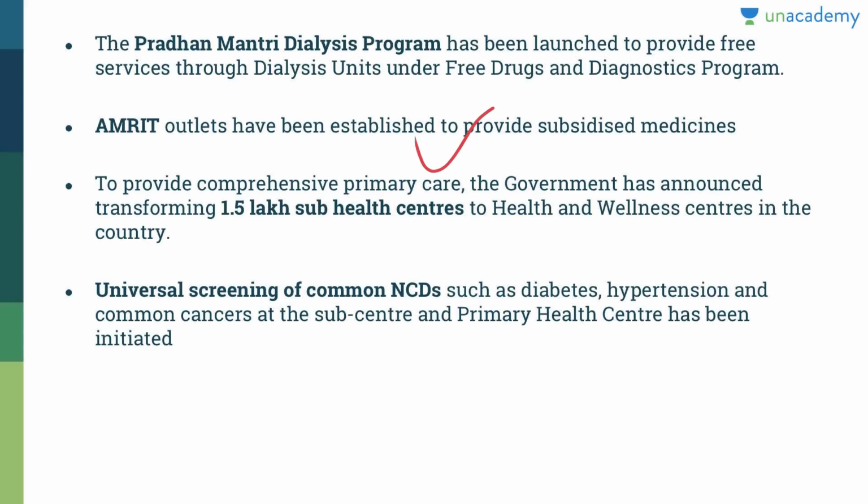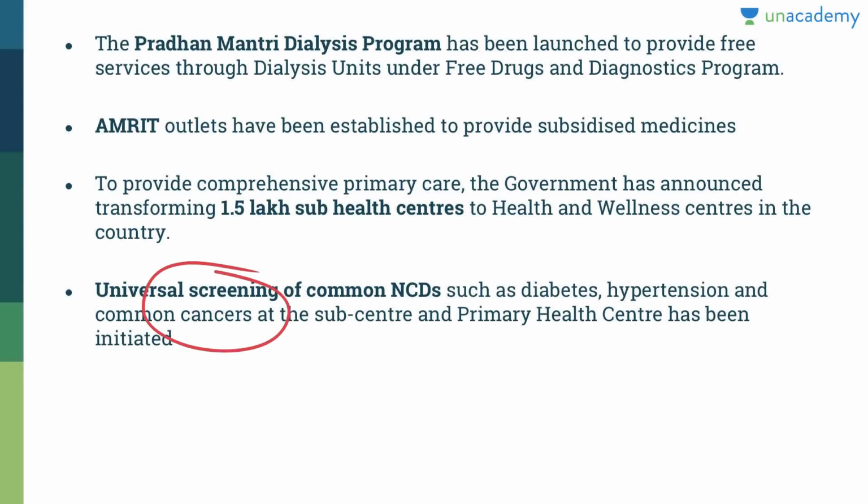The government has announced transforming 1.5 lakh sub-health centers into health and wellness centers in the country. Now, universal screening of common non-communicable diseases includes diabetes and hypertension. These are very common non-communicable diseases present in the entire population. Especially India is called the diabetic capital of the world. Hypertension is also very common. Hypertension means hyper means increased, tension means pressure. So increased blood pressure is called hypertension.